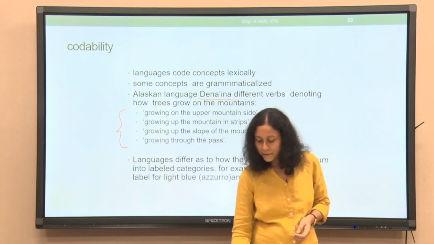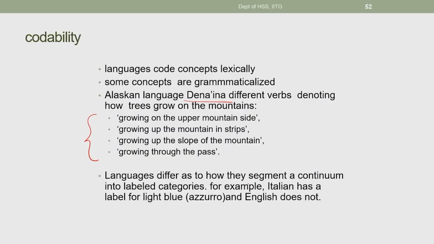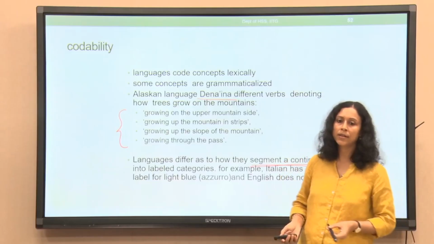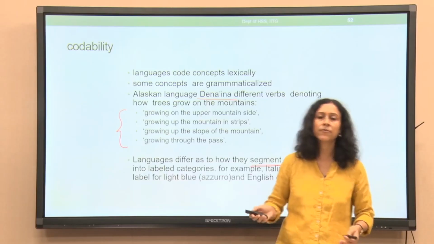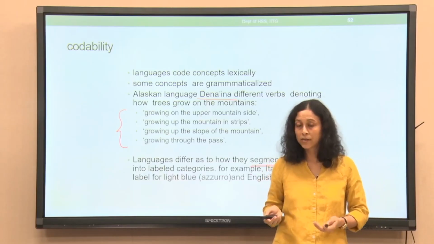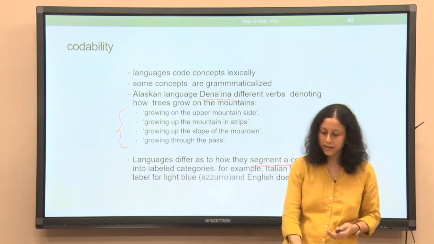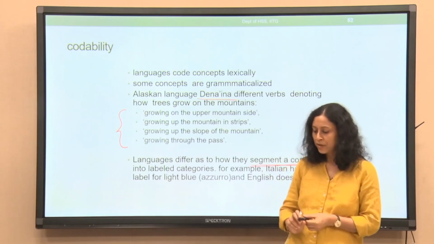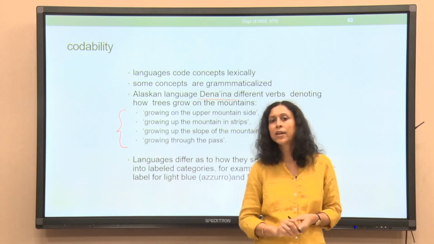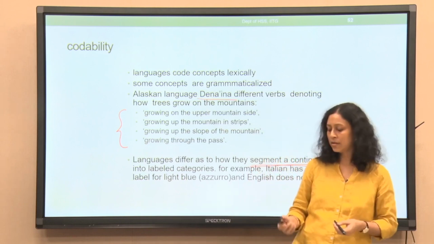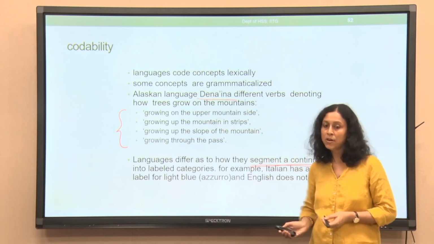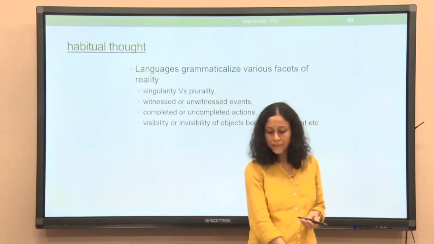So, languages differ in how they segment a continuum, and that is what we refer to as codability. How do we segment the continuum? Whether it is a continuum of time, a continuum of color, or a continuum of any other such category, that is where languages differ. Where do you cut it? How do you slice it? And which languages do slice, and which do not? This is where the codability aspect differs.